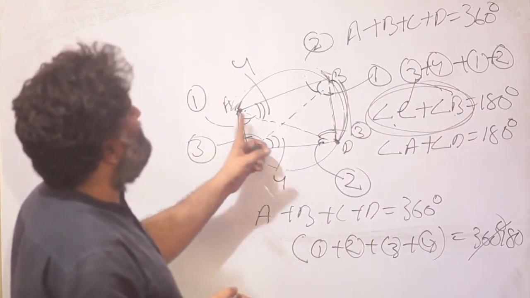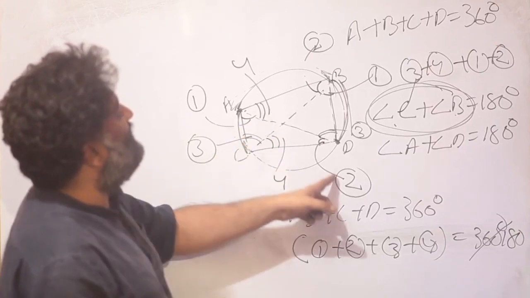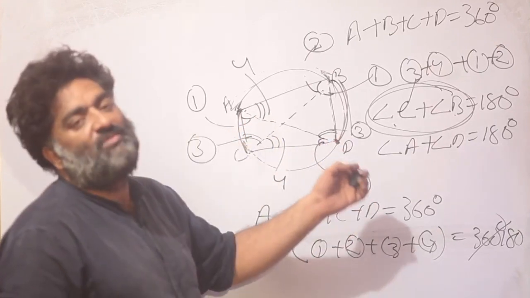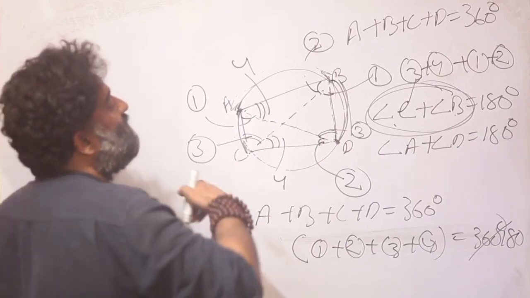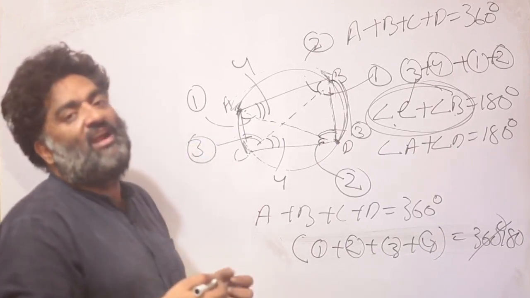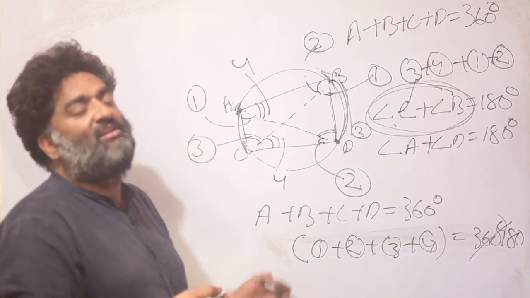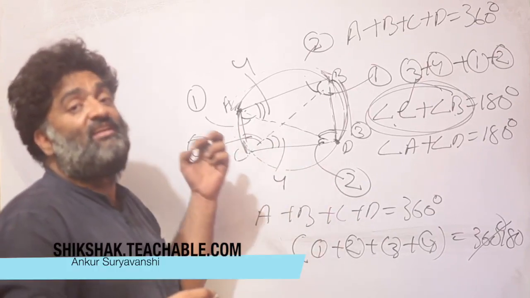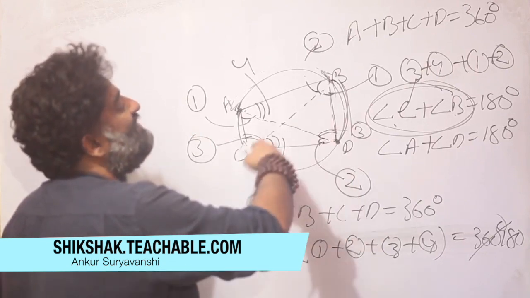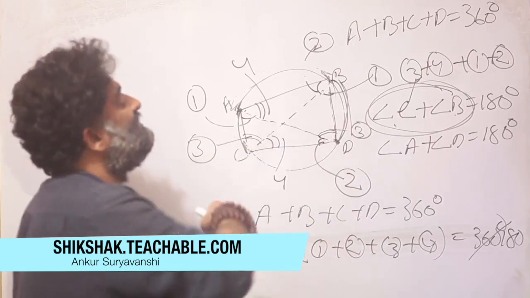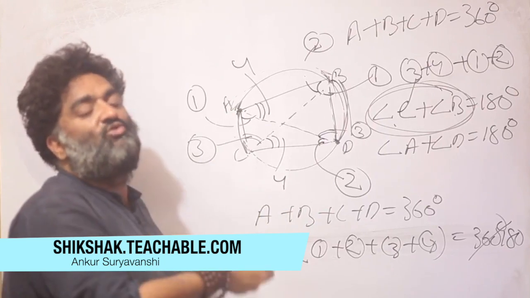The same logic works here also. This is 1 plus 4 and 2 plus 3, and again 1 plus 2 plus 3 plus 4 is going to be 180 degrees. And therefore proven for any cyclic quadrilateral. And what do I mean by cyclic quadrilateral? All the 4 vertices are on the circle. They lie on the same circle. The opposite angles are going to add up to 180 degrees.